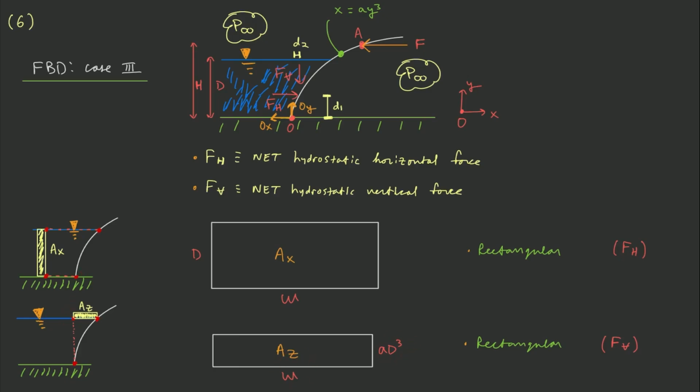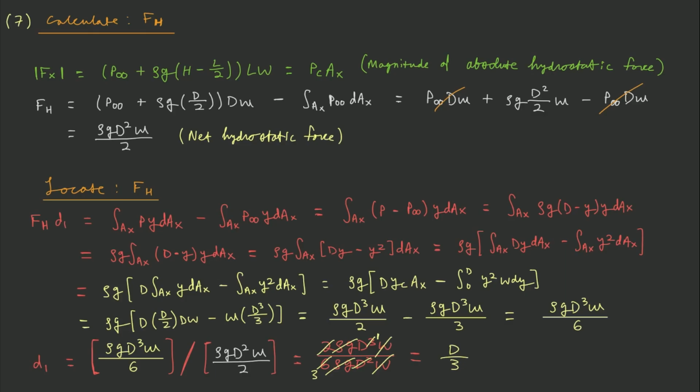And again, both projected areas are rectangular. So now how do we calculate the horizontal force, and how do we locate the horizontal force? Now we're just applying the equations from the beginning slides. So this is the equation from the beginning slide. Essentially what it says, again, in X, in the horizontal direction, we want to find the pressure at the centroid of the projected area in the horizontal direction and multiply it by the horizontally projected area. So P_c A_x is what you want. That is the magnitude of the absolute hydrostatic force.